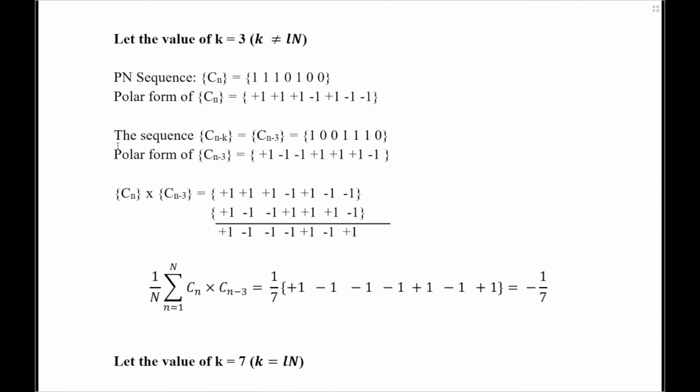Let us now move on to create the next sequence, which is C of n minus k. Here k is 3, so I will write it as Cn minus 3. To obtain this sequence, I have to rotate the contents of Cn 3 times to the right. This will make the last 3 bits become the first 3 bits in the sequence. So 1 0 0 will appear first, then these bits will appear here. Once again, I will write the polar form of C of n minus 3 by replacing bit 1 by +1 and bit 0 by -1.